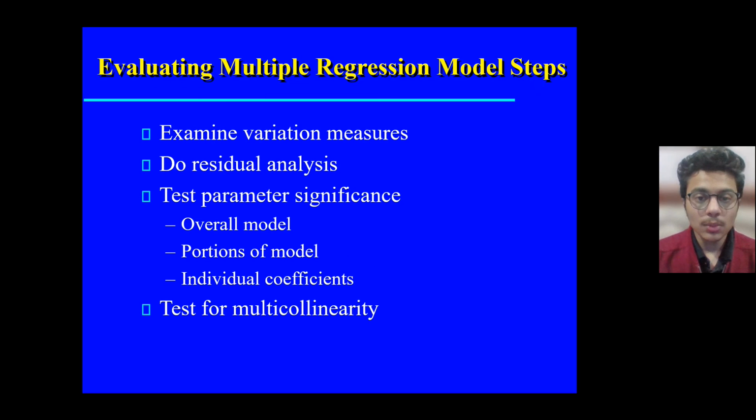Evaluation of multiple regression model steps. The steps are: first, examine variation measures, do residual analysis, test parameter significance, overall model, portion of model, individual coefficient, and test for multicollinearity.